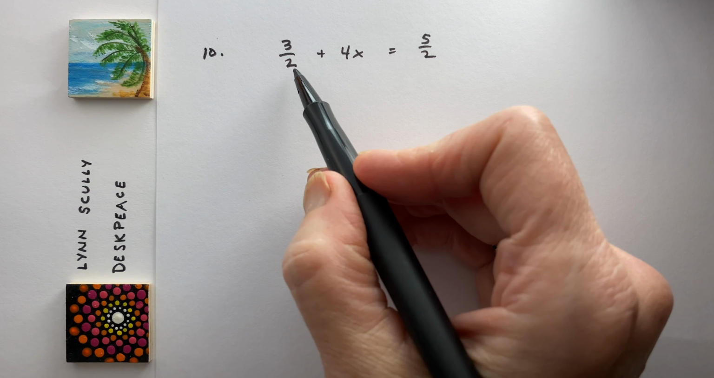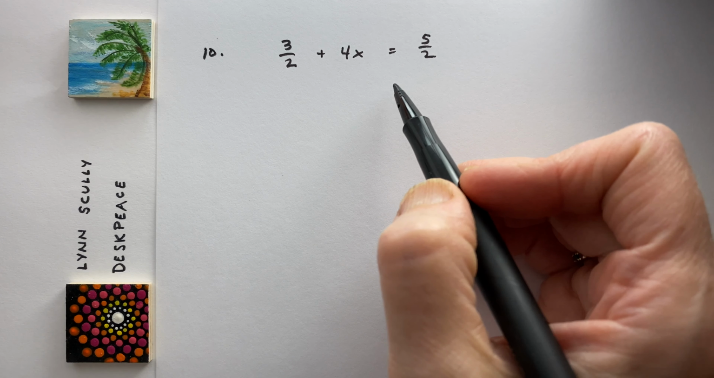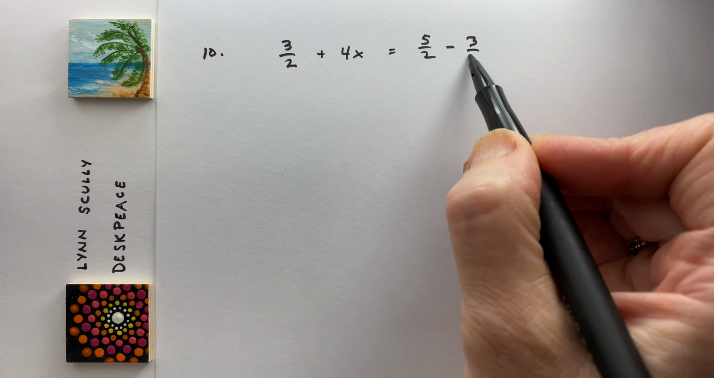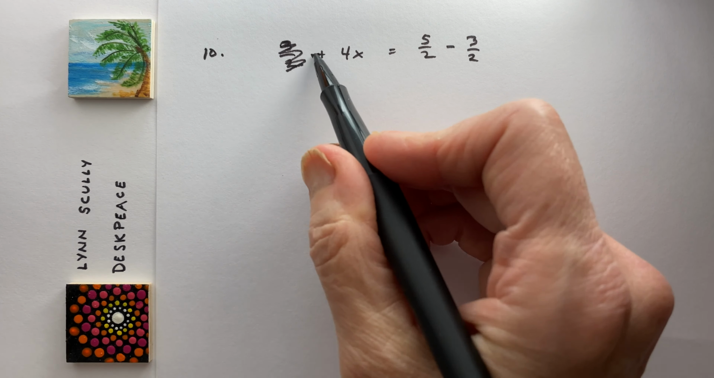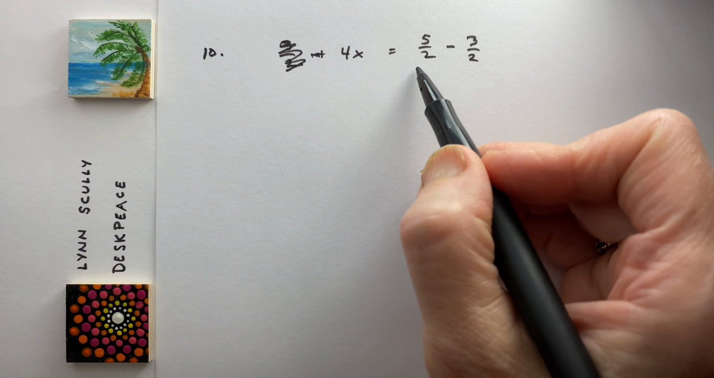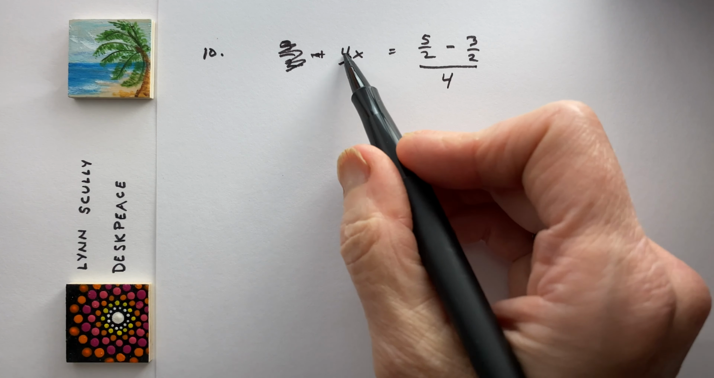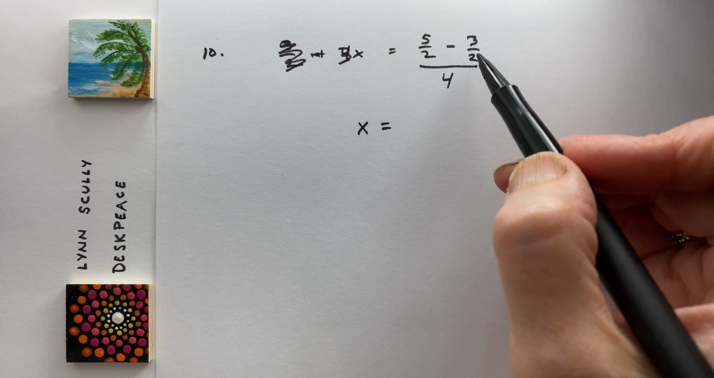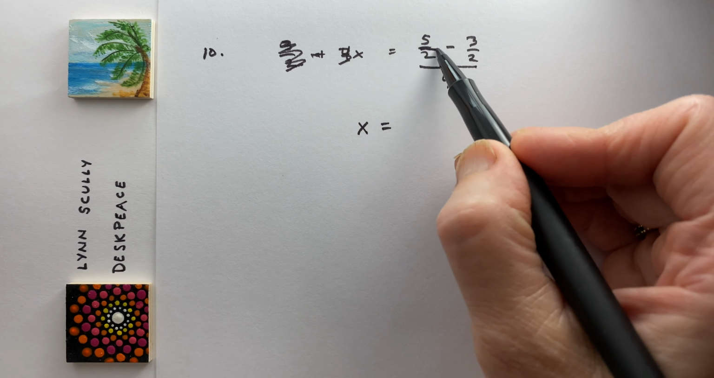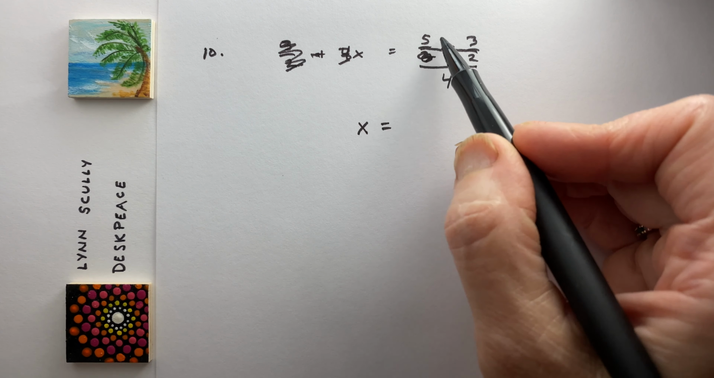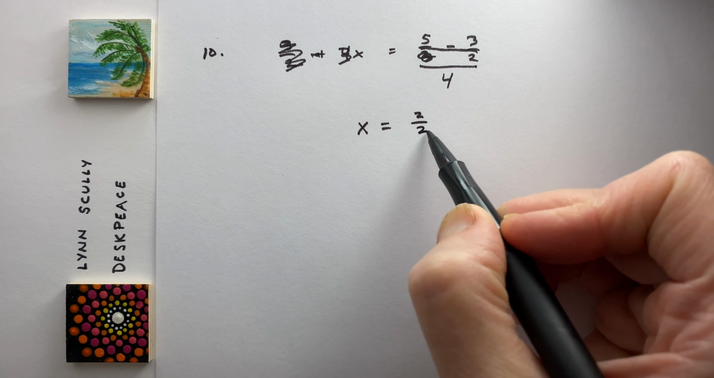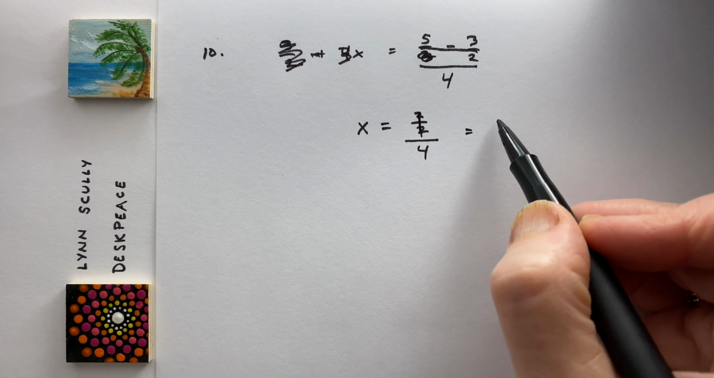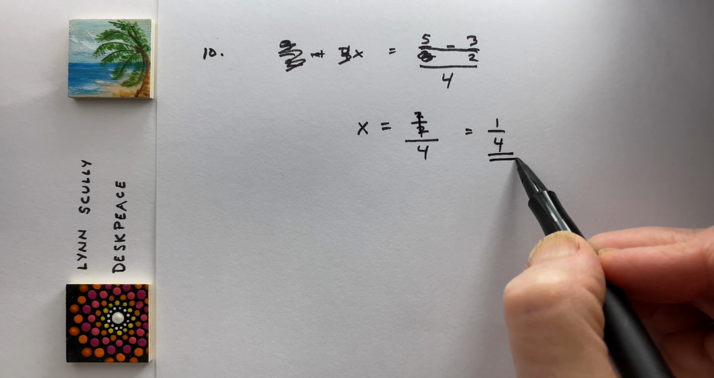Number 10, 3 halves plus 4x equals 5 halves. 3 halves is attached by addition, move it by subtraction to the other side of the equal sign. 4 is attached by multiplication, move it by division to the other side of the equal sign. X equals 5 halves minus 3 halves. There is a common denominator here, so I could just do that. 5 minus 3 is 2 over 2 all over 4. 2 over 2 is 1. My answer is 1/4.